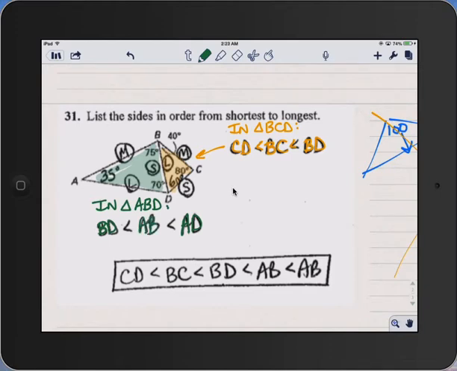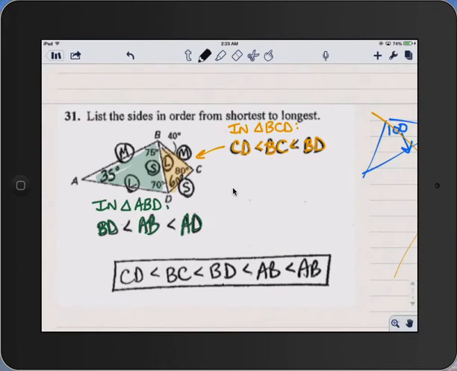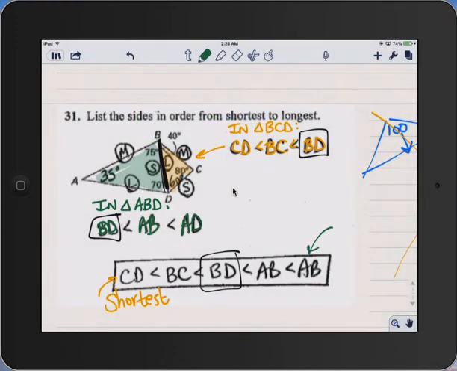Now, when you try to compare sides of the two triangles, you have to have a shared side to be able to jump from one to the other. So this BD in the middle here provides us a way to combine the two inequalities together. So CD is less than BC, which is less than BD, and BD is less than AB, which is less than AD. So you can put them together because BD links the two. It's kind of like a transitive type of thing, and that would tell you that the shortest segment in the whole diagram would be segment CD, and the longest segment in the whole diagram would be segment AB.